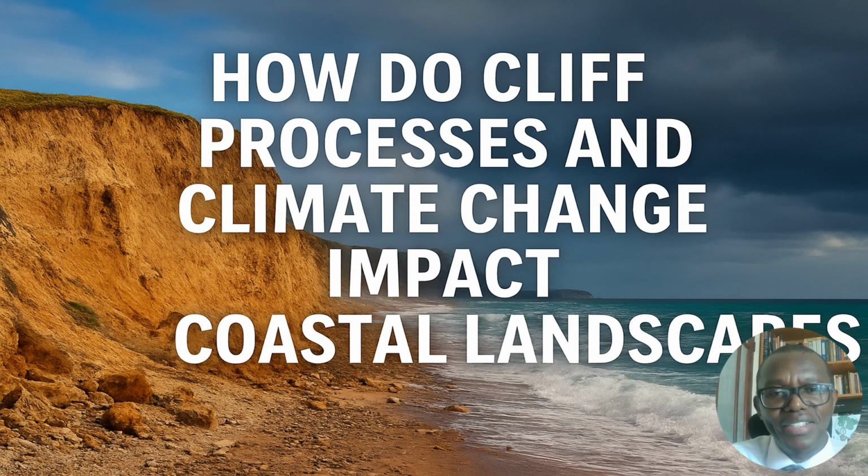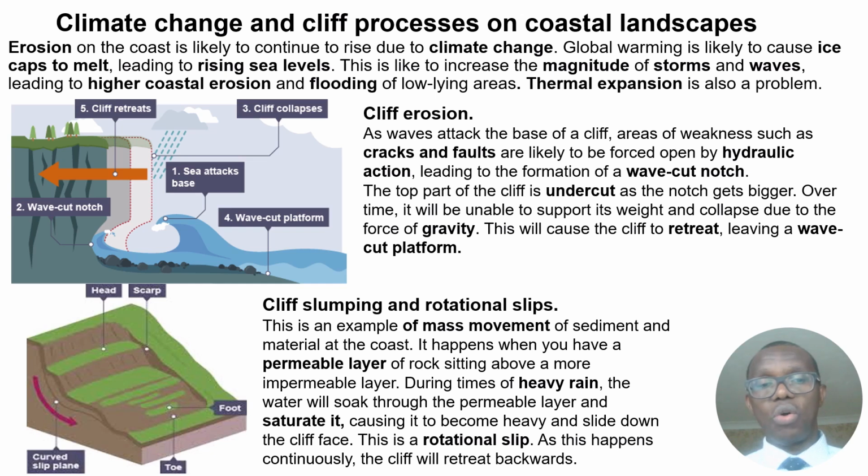Okay, let's get started. So human activity is also leading to climate change. So we are now going to look at climate change and cliff processes on coastal landscapes. Now, the erosion along the coastline is likely to continue to rise due to climate change. And global warming is likely to cause ice caps, obviously, to melt, which is going to lead to rising sea levels. And rising sea levels will mean that we are going to have bigger storms, we're going to have bigger waves, which obviously cause a lot more erosion and is likely to lead to flooding of low-lying areas.